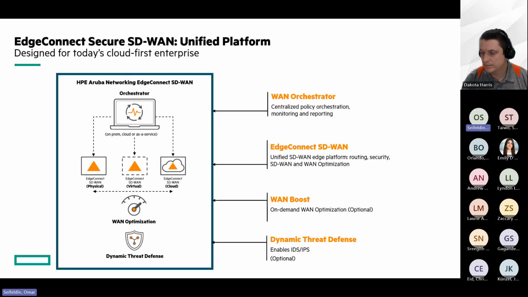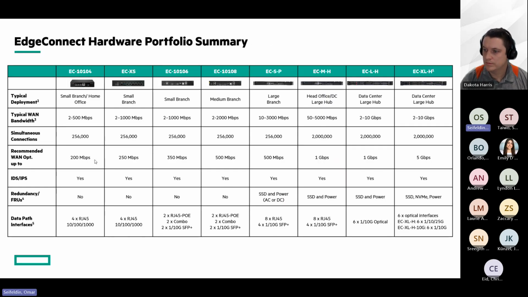The SD-WAN, as I said, is a separate product. We have a separate management, a single pane of glass to manage your WAN infrastructure, and that's the Aruba Orchestrator. We can again have a physical appliance, a virtual appliance, or a cloud native appliance on AWS, Azure, and GCP. You can enable a WAN optimization license and dynamic threat defense to enable the IDS IPS feature.